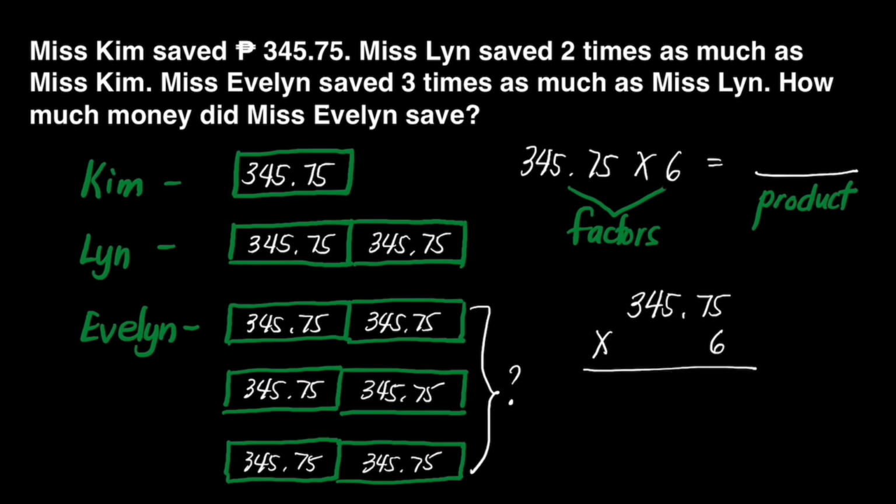It's just easy. We just multiply as if they were whole numbers, and then all we need to do is to count the number of decimal places in our factors, then that will be the same number of decimal places in our answer.